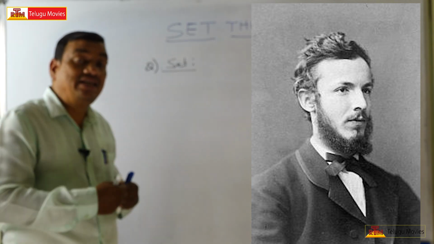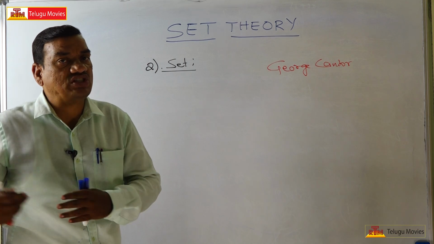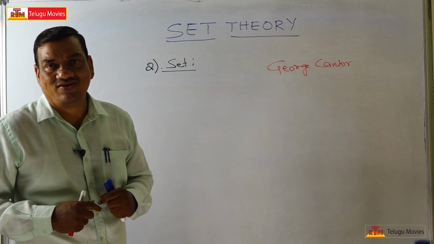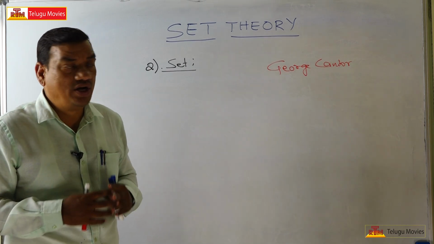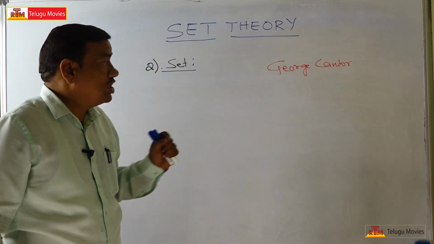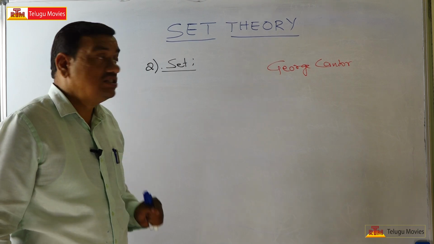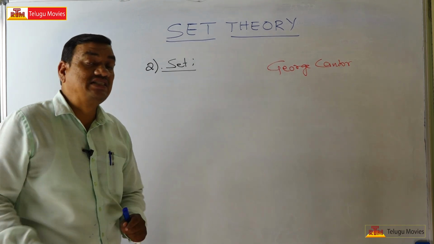After set theory, relations were developed, and after relations, functions were developed. So everything is connected in and around functions. All calculus, geometry, everything is connected with functions. George Cantor was the main backbone of this chapter, set theory. So now what is a set?